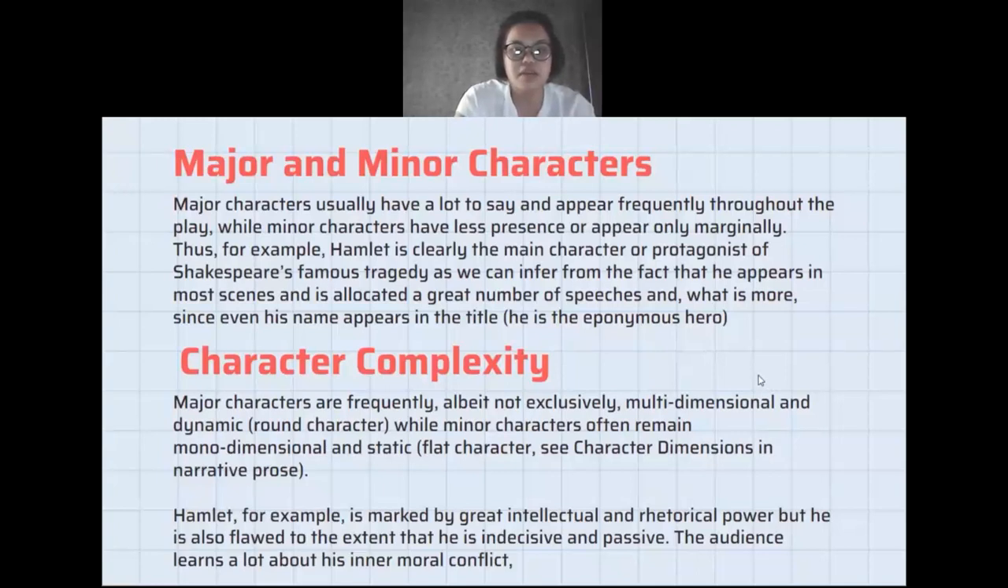Next is character complexity. Major characters are frequently, albeit not exclusively, multidimensional and dynamic, a round character, while minor characters often remain monodimensional and static, a flat character. See character dimension in narrative prose. Hamlet, for example, is marked by great intellectual and rhetorical power, but he is also flawed to the extent that he is indecisive and passive. The audience learns a lot about his inner moral conflict.